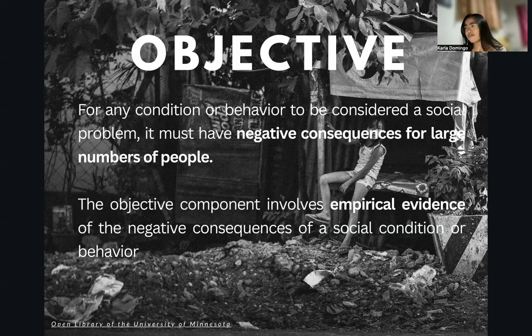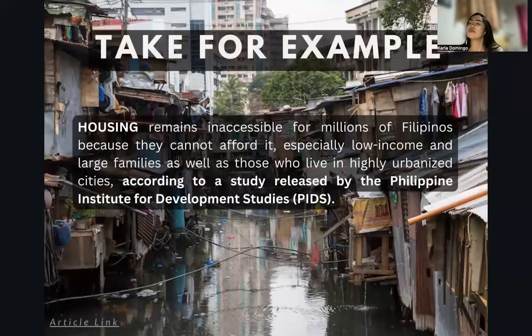I have here an example. Here in the Philippines, housing is of course a social problem. We see it everywhere. Lots of informal settlers living under the rails. We see homeless families outside begging for food, asking for alms. So housing remains inaccessible for millions of Filipinos because they simply cannot afford it, especially low income and large families, as well as those who live in highly urbanized cities. And this is according to a study released by the Philippine Institute for Development Studies.